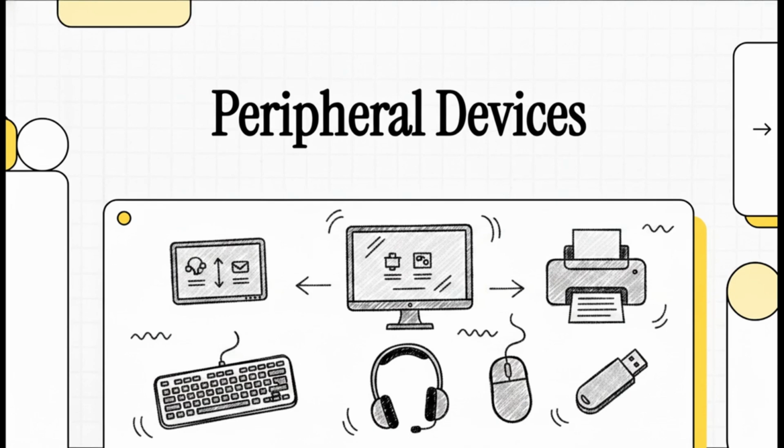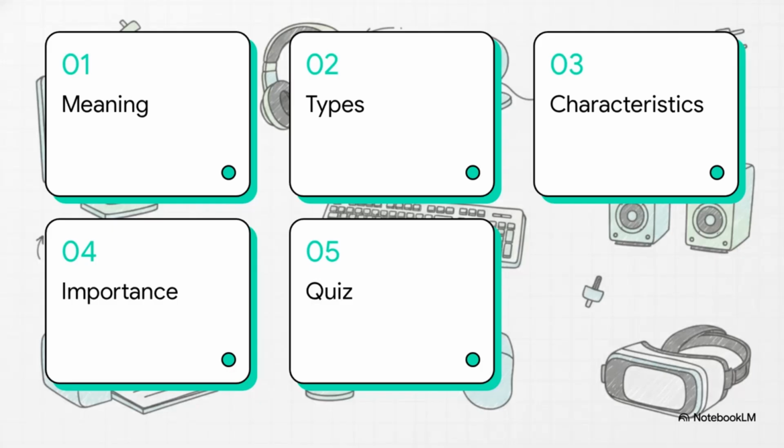Today we are continuing our series, Computer Fundamentals, and this is Lesson 6. In this lesson, we will learn about peripheral devices. But before we begin, you can check out other lessons in this series from the Computer Fundamentals for Beginners playlist. Now, let's get started. Today, our agenda covers the meaning of peripheral devices, the different types, their characteristics, and their importance. And finally, we'll wrap things up with a quick MCQ quiz to test what you've learned.